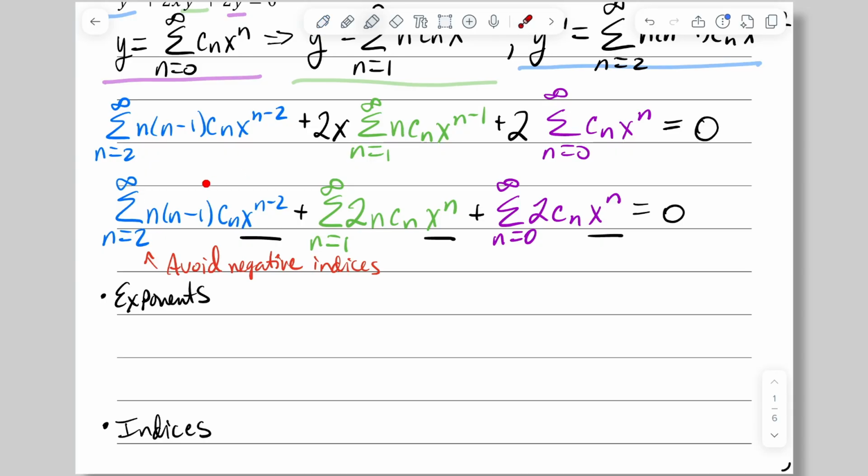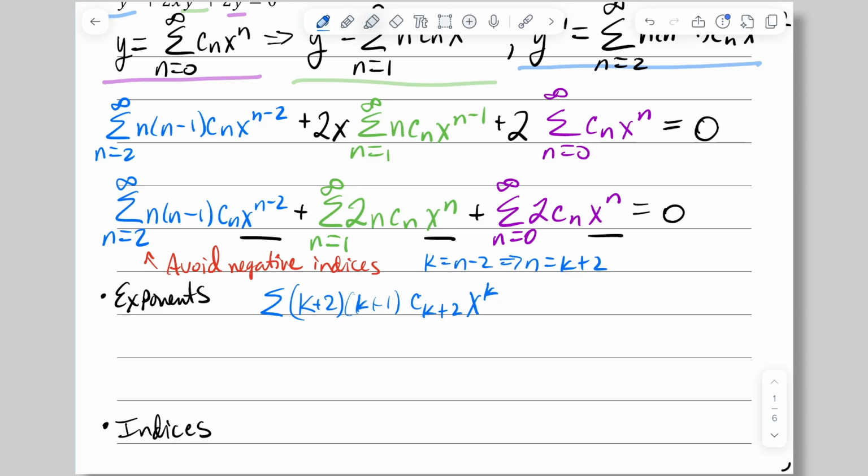For the first sigma expression, the one in blue, the actual substitution that I'm going to make is that k is equal to n minus 2 so that n is equal to k plus 2. But I rarely think of it in those terms. I just want this to look like x to the k, and so what that's going to require is for me to add 2 everywhere and then change n to k. So we have the sum, I'll fill in the index in just a moment, but k plus 2, k plus 1, c sub k plus 2, x to the k.